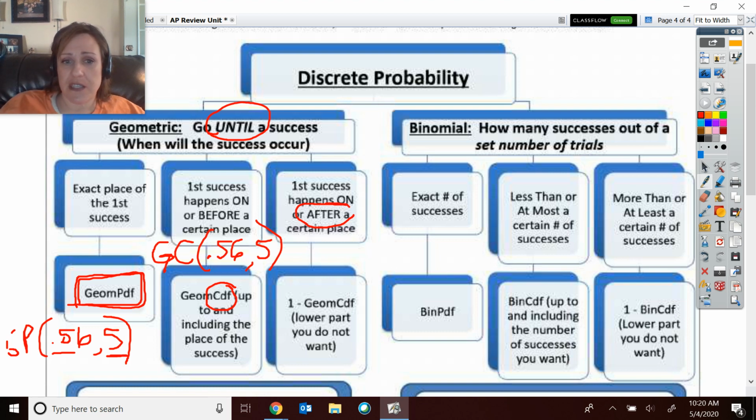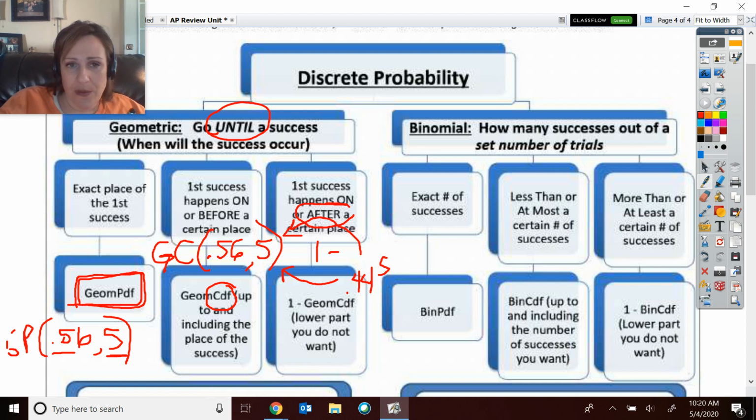A couple of ways you can think of this. You can do 1 minus this lower part. You could do 1 minus this here. Also, if you think about it this way, the first success happens after the 5th spot. Well, then that just means all the first 5 are failures. So if you computed 1 minus this number here, it would also be the same thing as 0.44, all the first 5 being failures.